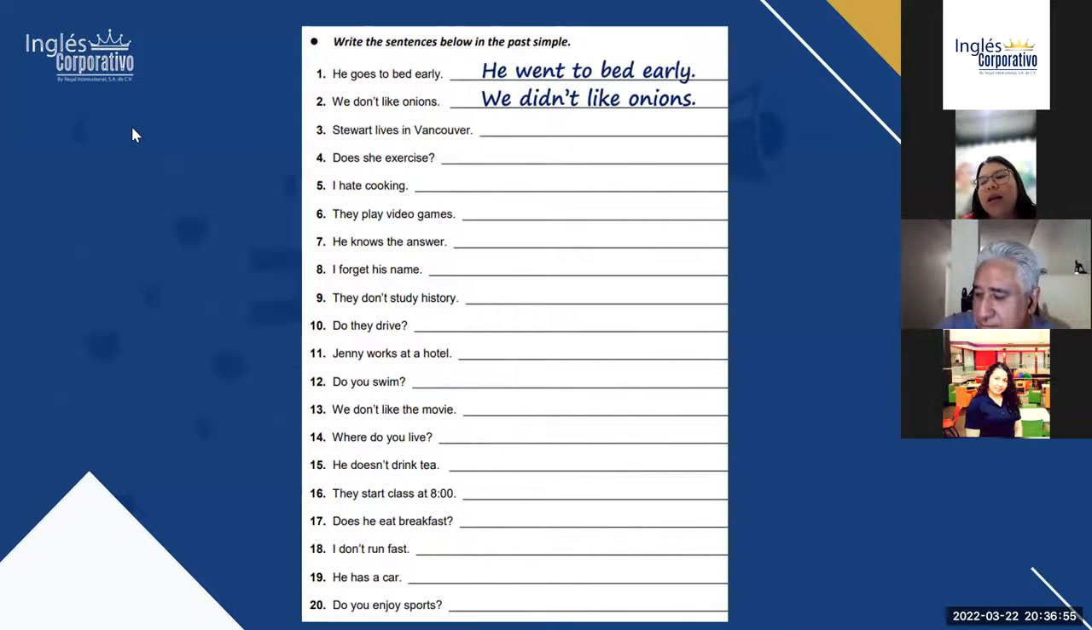Number three. Toward lives in Vancouver. Left in Vancouver. ¿Cómo es? Toward left in Vancouver. I forgot. Lived. So you have to move lived with ed. Lived in Vancouver.